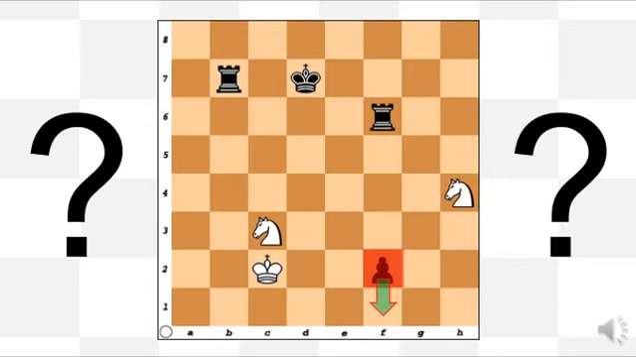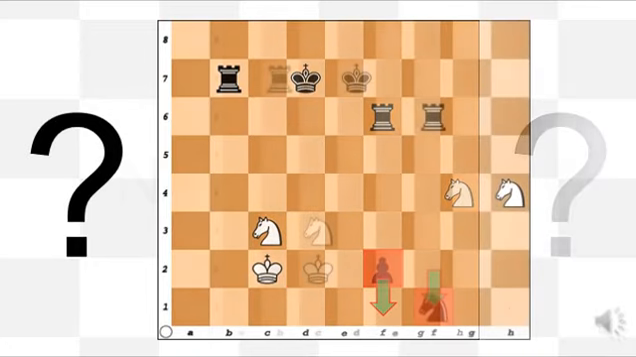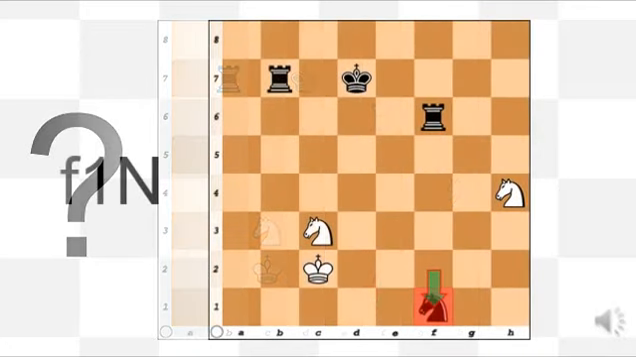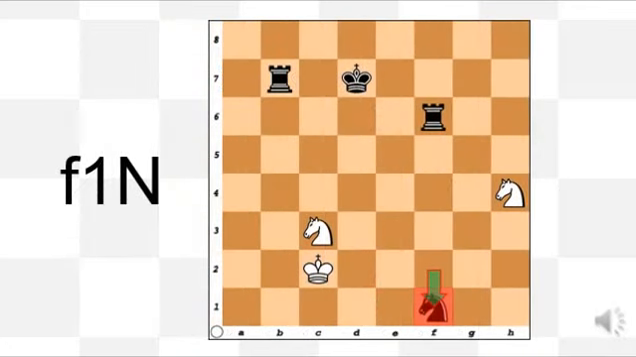Here's another example to try. What would be the notation for the black pawn's movement, assuming we want to promote it into a knight? The notation for this move would be f1 and then n. f1 being the space that the pawn moved to, and then capital N being the symbol of the unit it's being promoted into.